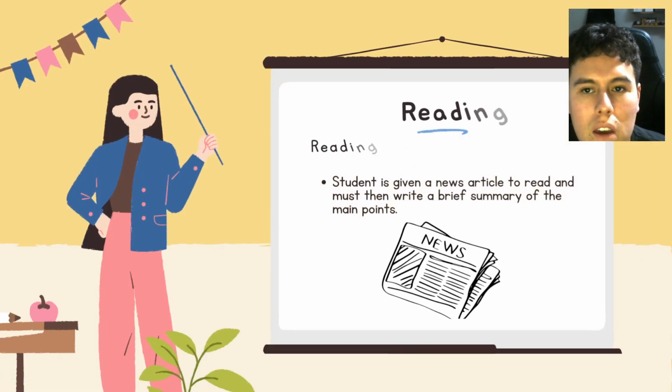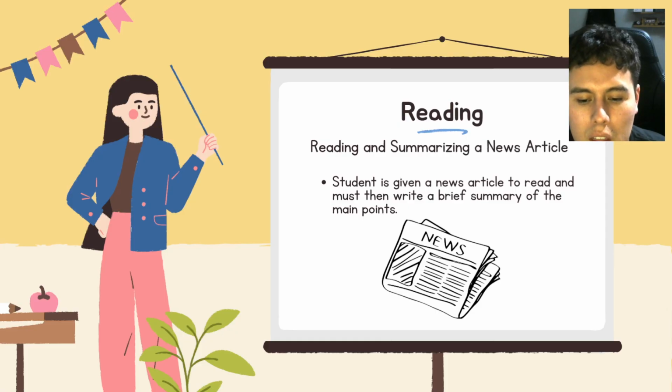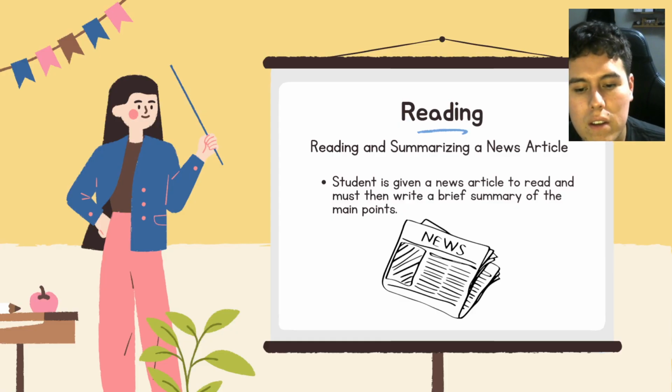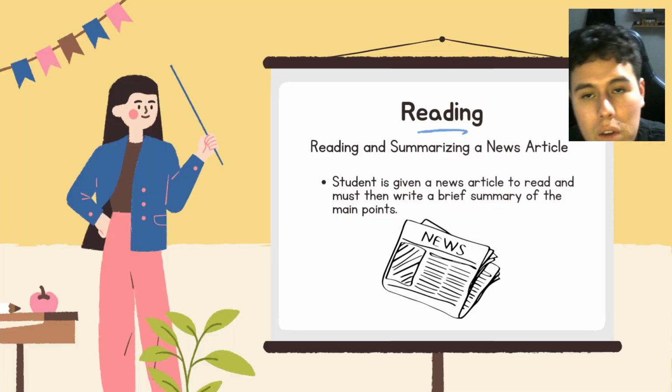Then we have the reading skill, and for the reading skill they have to read and summarize a news article. The student is given a news article to read and must then write a brief summary of the main points. This technique is a direct test because it assesses the receptive skill of reading with real texts.